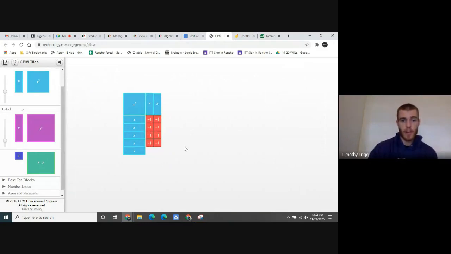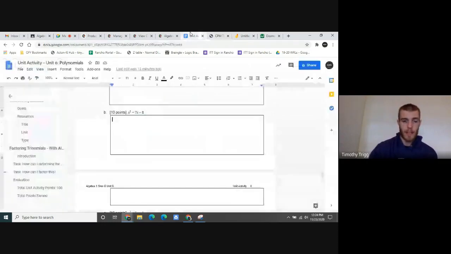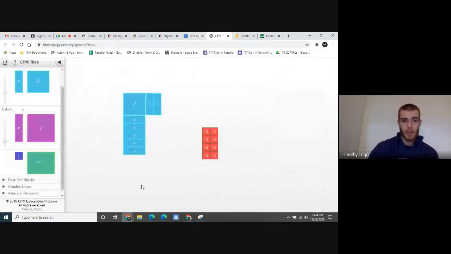And let's see if I can figure out a rectangle that adds up like that. So plus 7x minus 8. Well, if we think about that minus 8, how can we form that minus 8 into a rectangle? We could do a 2 by 4 rectangle like this, or an 8 by 1 rectangle.